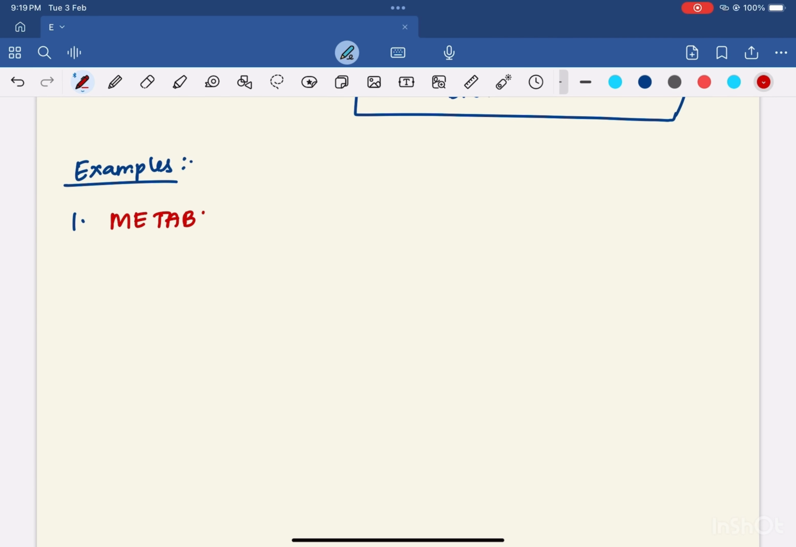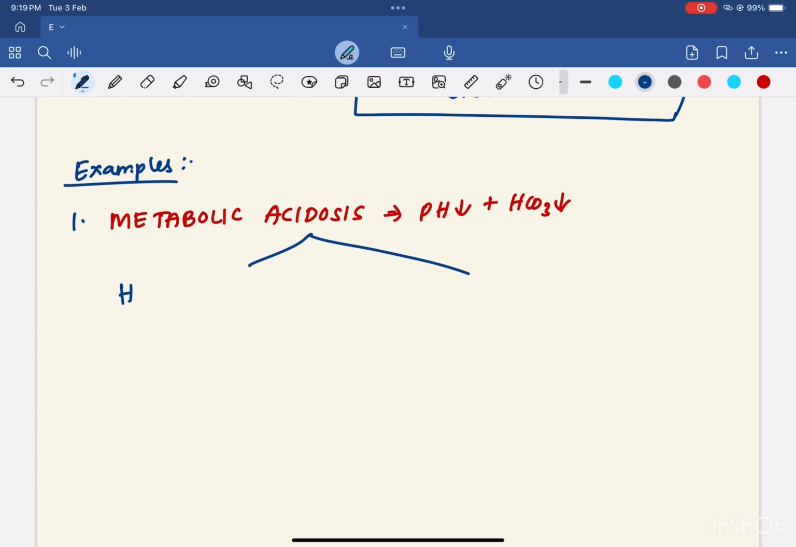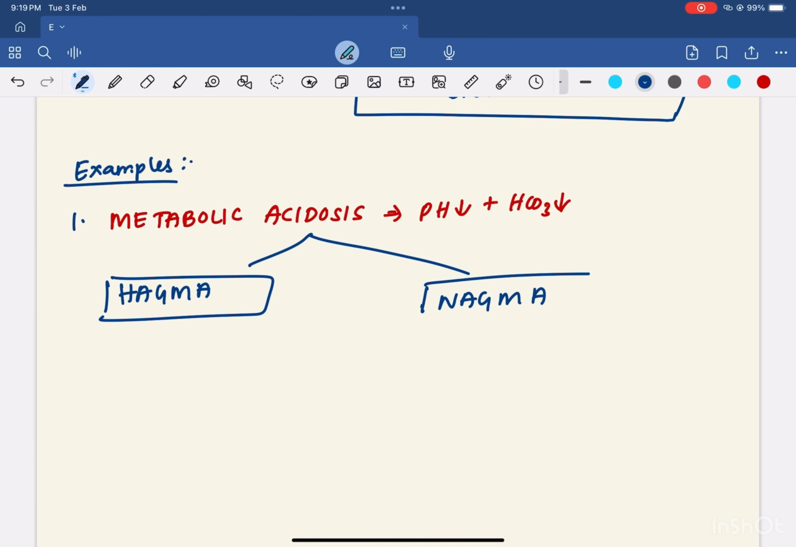So the first one is metabolic acidosis. Metabolic acidosis means pH is low and bicarbonate is also low. We have two types in this, HAGMA and NAGMA. HAGMA, high anion gap metabolic acidosis, right?